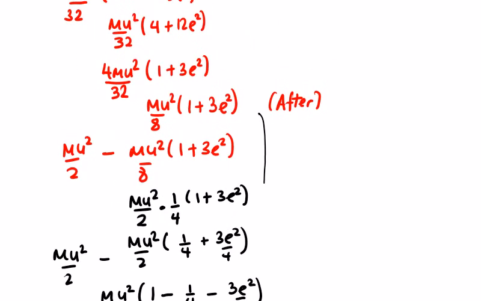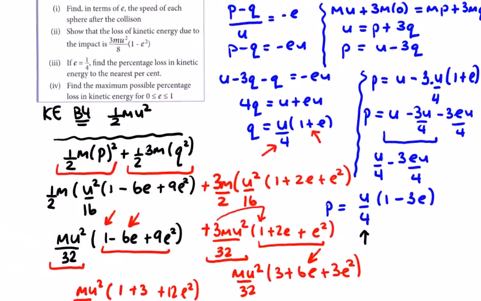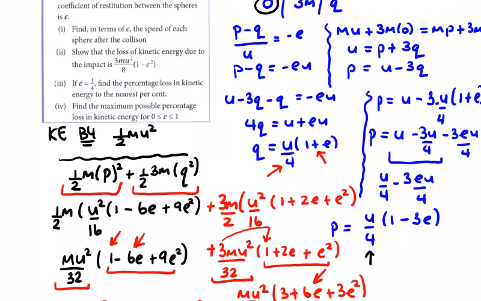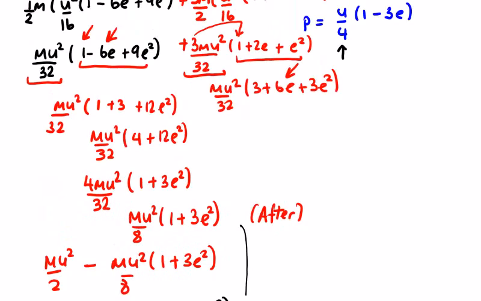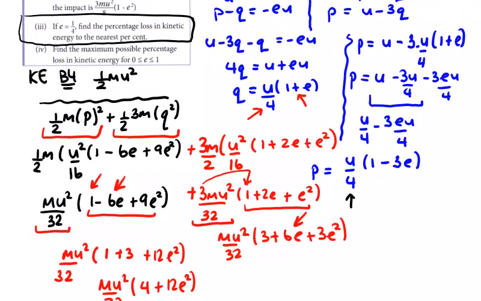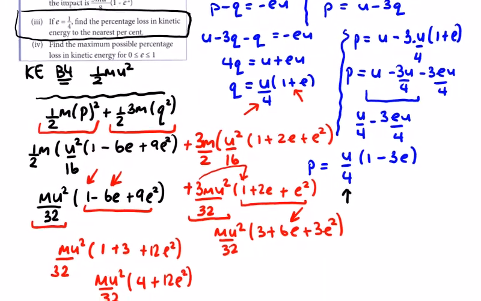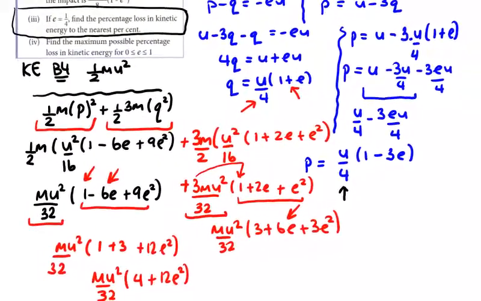So let's go back up to this question. Let's see where it takes us next. If e is equal to a quarter, find the percentage loss in kinetic energy to the nearest percent. Well, that's just filling in. And find the max possible percentage loss in kinetic energy. Okay, well, I'll do both of these parts.